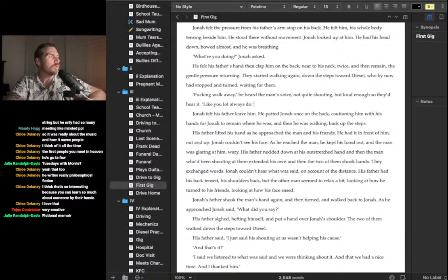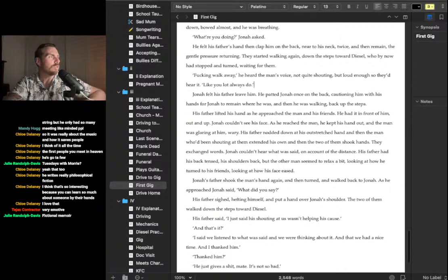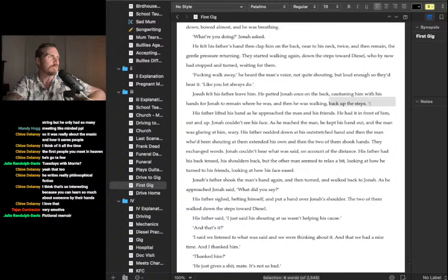Yeah, look, walk away, he heard the man's voice, not quite shouting, but loud enough so they'd hear it, like you lot always do. Jonah felt his father leave him. He patted Jonah once on the back, cautioning him with his hands for Jonah to remain where he was, and he was walking back up the steps.